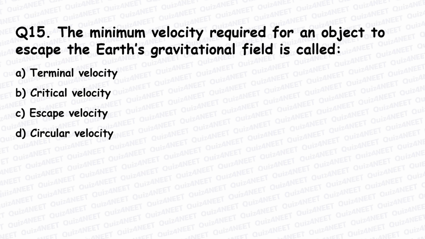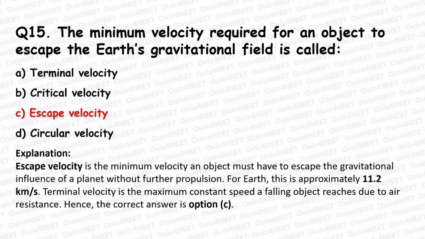Q15. The minimum velocity required for an object to escape the Earth's gravitational field is called: A, terminal velocity; B, critical velocity; C, escape velocity; D, circular velocity. Answer: escape velocity. Explanation: Escape velocity is the minimum velocity an object must have to escape the gravitational influence of a planet without further propulsion. For Earth, this is approximately 11.2 kilometers per second. Terminal velocity is the maximum constant speed a falling object reaches due to air resistance. Hence, the correct answer is option C.